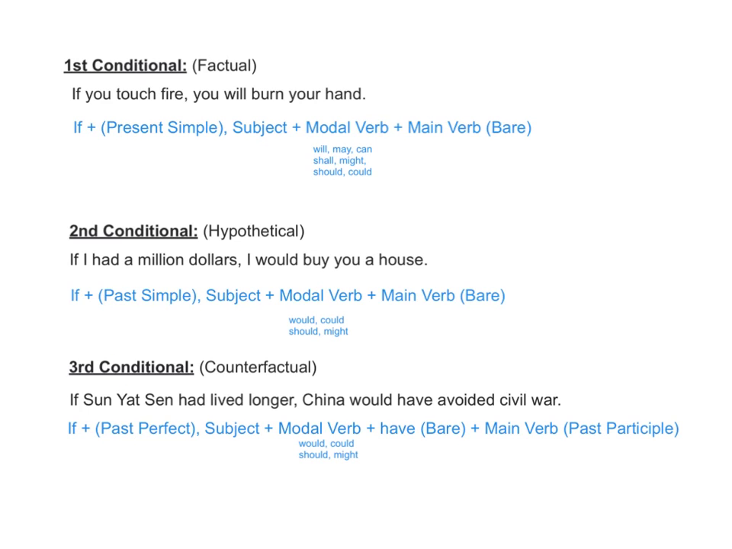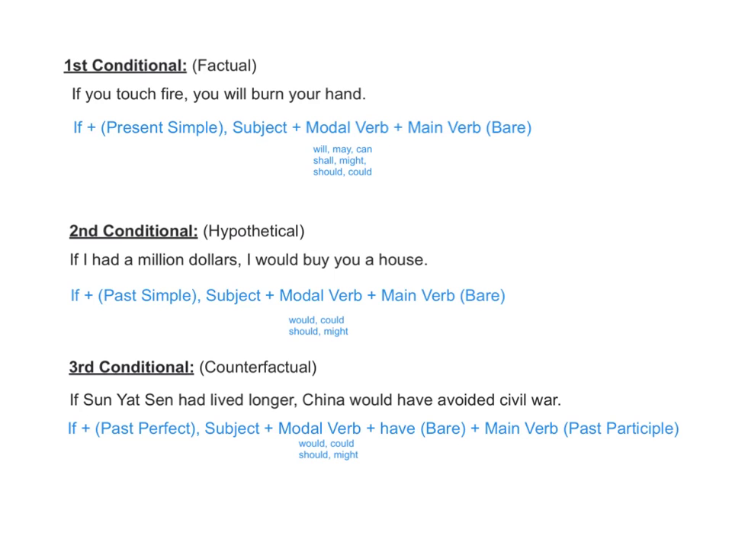So the first difference is that the condition clauses for these three types are all in different tenses. The next difference is that the three types of conditionals can use different types of modal verbs. The first conditional can use will, may, can, shall, might, should, could, but the second and third conditionals can only use would, could, should, might. Also, in the second conditional, the main verb is in the bare form, but the third conditional can have a helper verb have in the bare form, and then the main verb in the past participle. So my question is, why does English make this grammatical distinction?